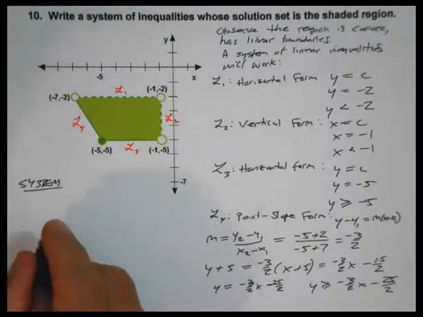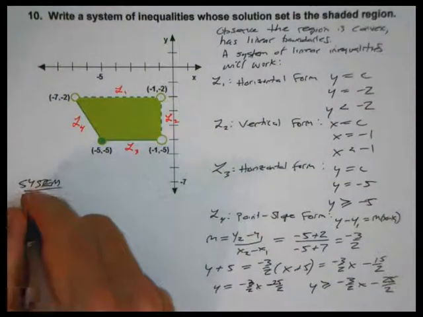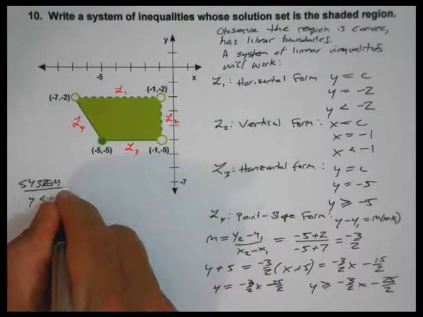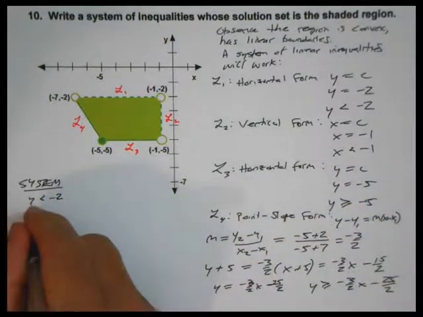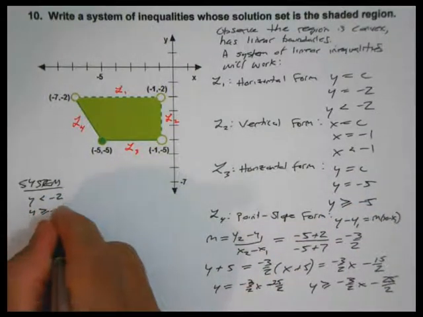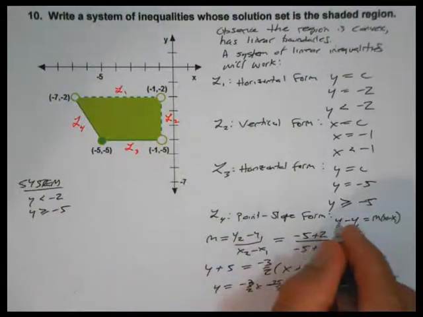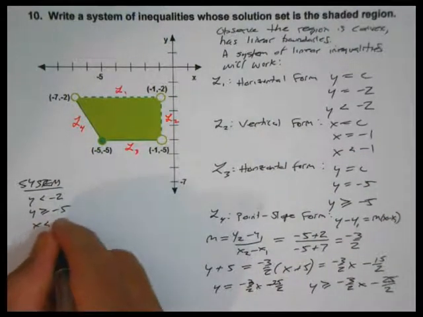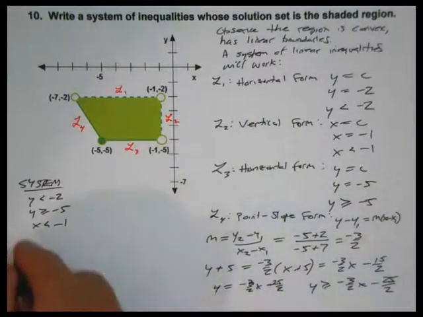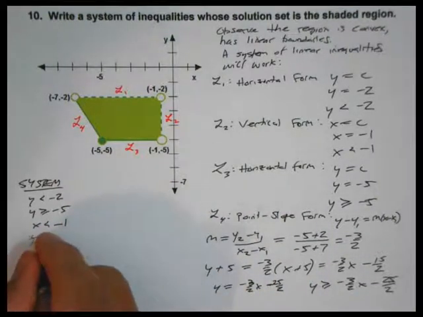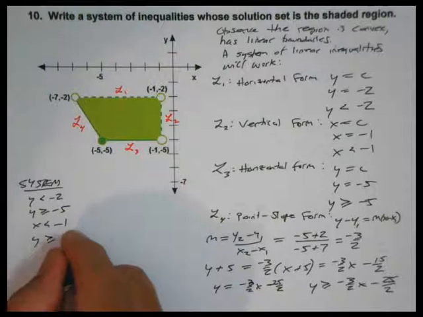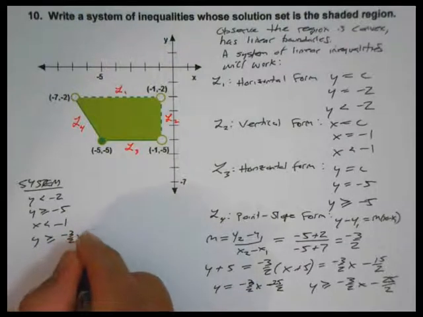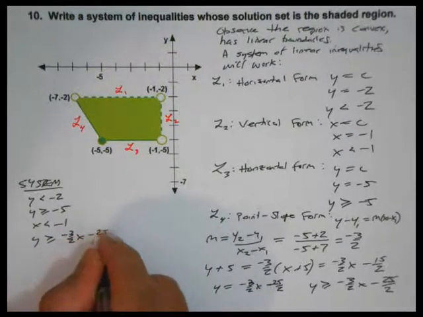So we need to put all together y less than negative 2, y greater than or equal to negative 5, x less than negative 1, and y greater than or equal to negative 3 halves x minus 25 halves.